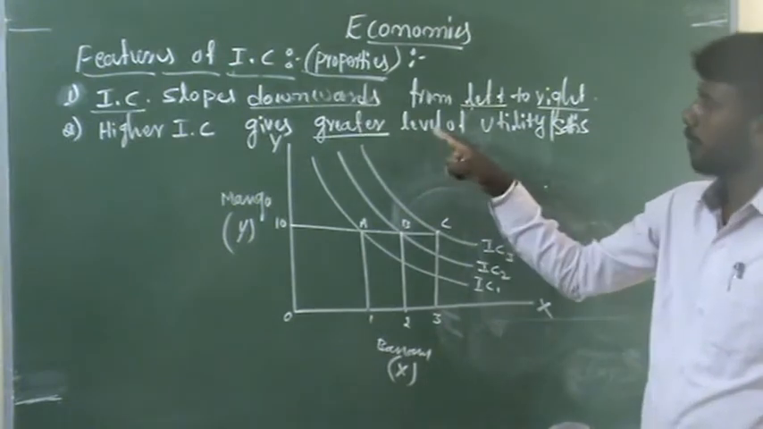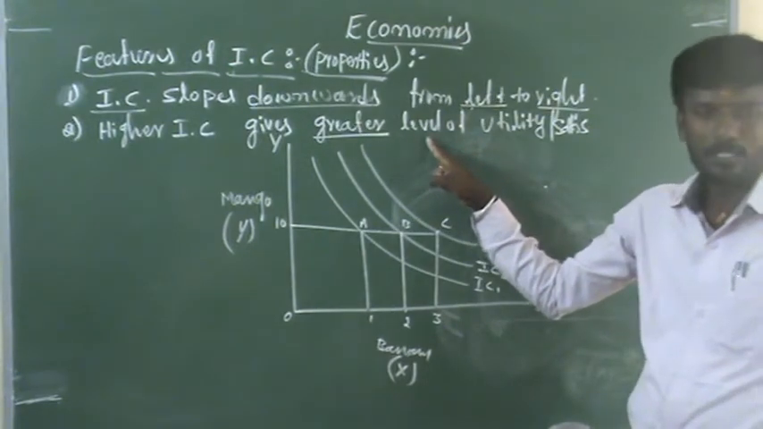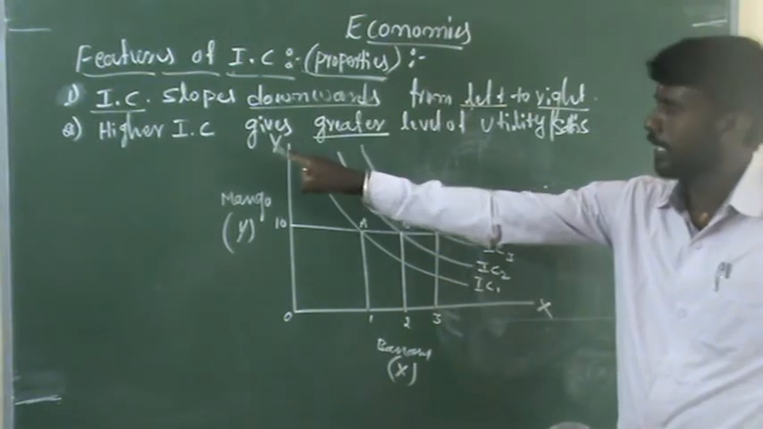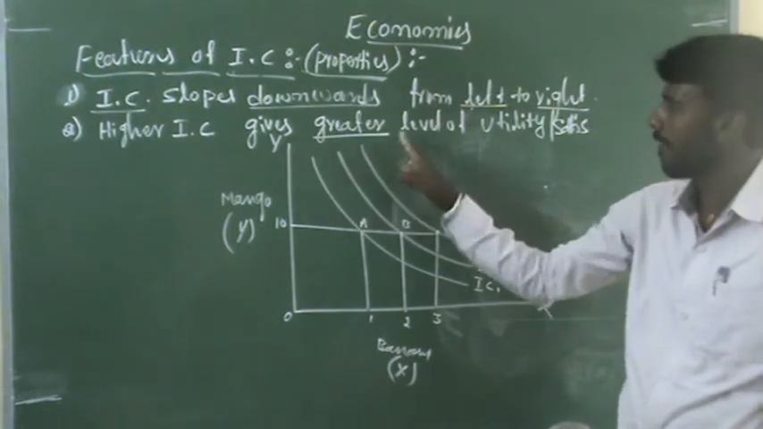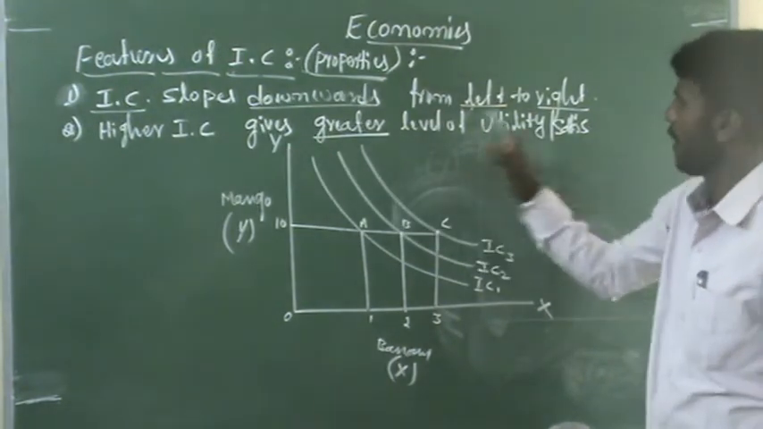So the second property, as you already know, is that a higher indifference curve shows a higher level of satisfaction, higher level of utility.